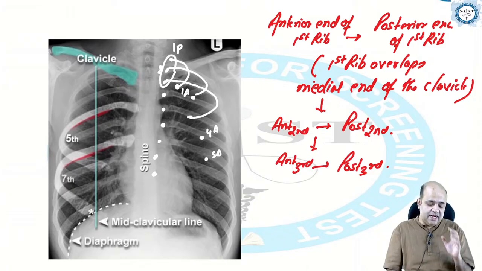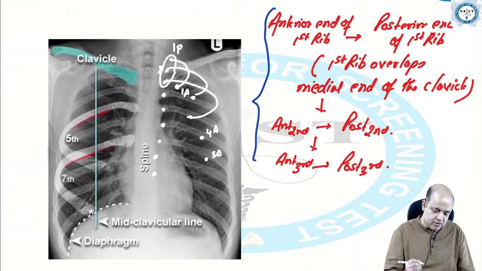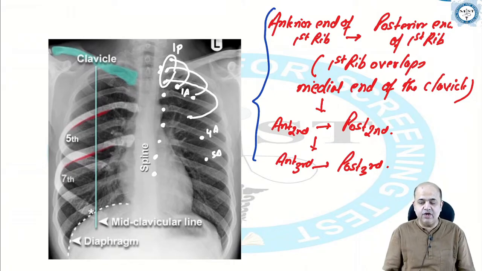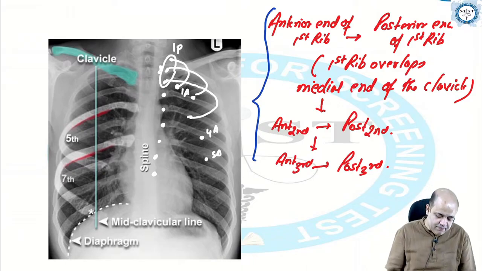So the main challenge is to correctly count the first three ribs. Correctly count the first three ribs from the anterior end of first rib to the posterior end of the first rib. Then again from the anterior end of second rib to the posterior end of the second rib. Then again from the anterior end of third rib to the posterior end of the third rib. And how do we identify whether it is an anterior end or posterior end? Anterior end will not reach up to the midline. The posterior end will reach up to the midline.